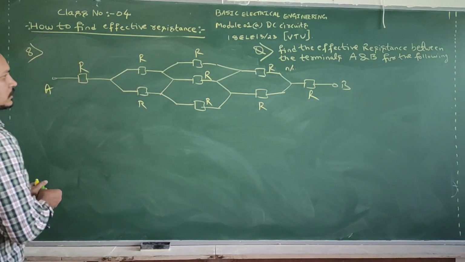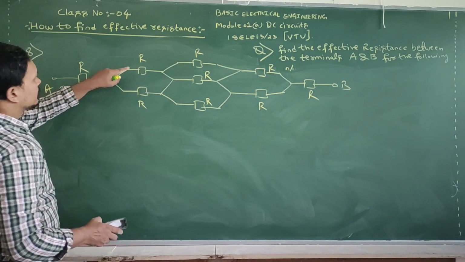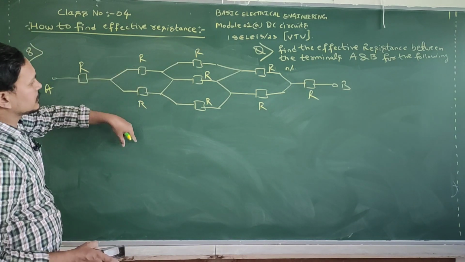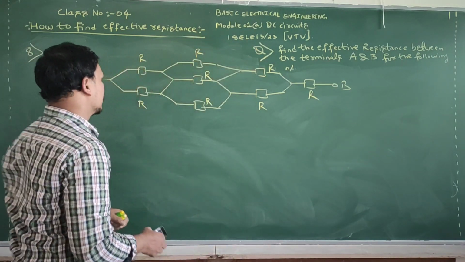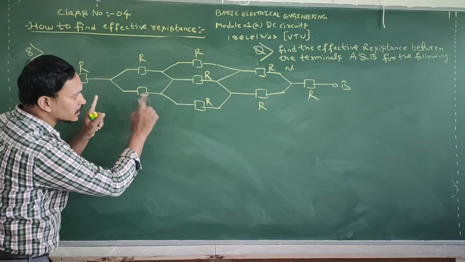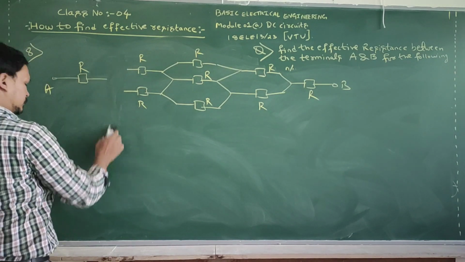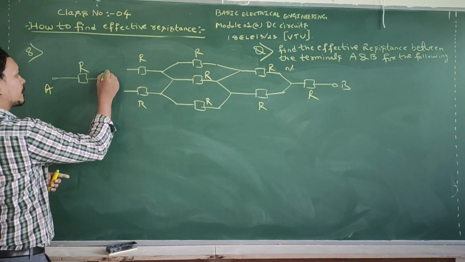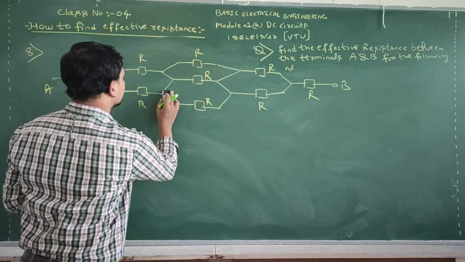See now, draw the network. Pause the video and then draw the network. See now, R and R. This is connected in parallel. These are also connected in parallel. These two are connected in parallel. How, means? Look at here. The same network I can draw like this. Can I draw like this? Okay, it's correct.